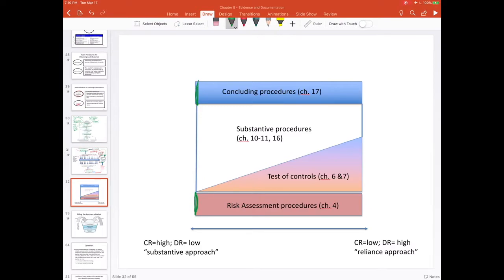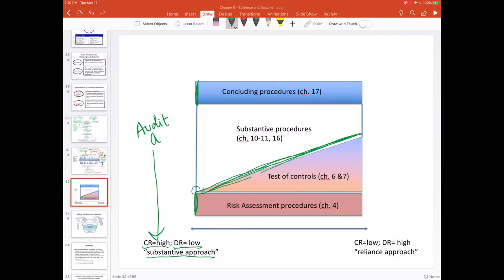But my TOC versus my substantive procedures is going to be a balance depending on the type of audit I'm doing. I could feasibly have audit A where control risk is high, right? Controls are bad, and detection risk is low, which means I'm doing lots of substantive work. I'm taking a substantive approach.